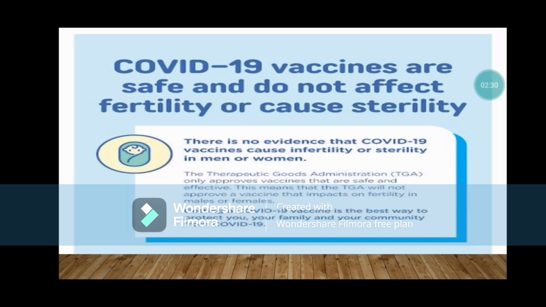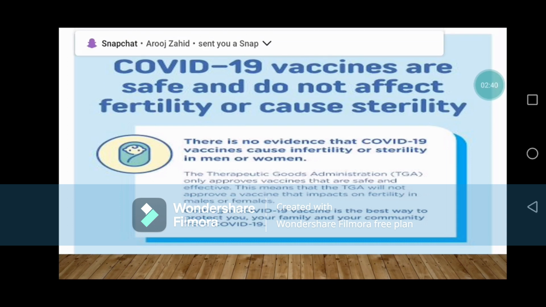There is no evidence that COVID-19 vaccines cause infertility or sterility in men or women. The Therapeutic Goods Administration (TGA) only approves vaccines that are safe and effective. In this way, COVID-19 vaccines don't do such sort of things.